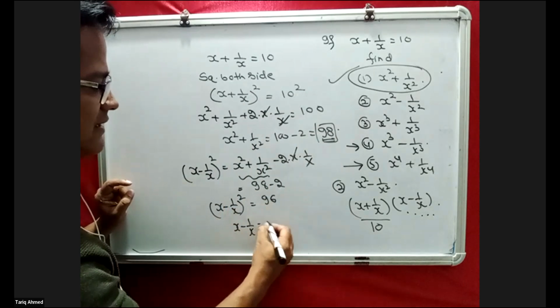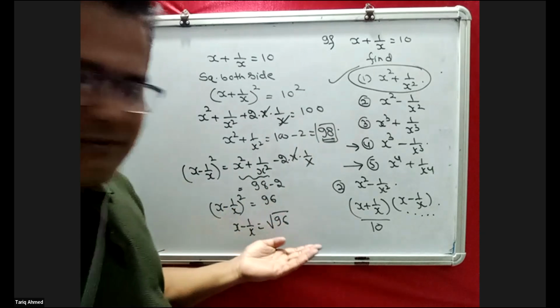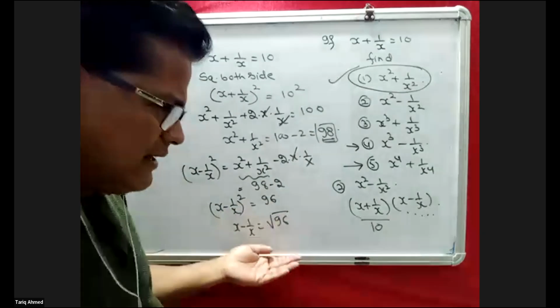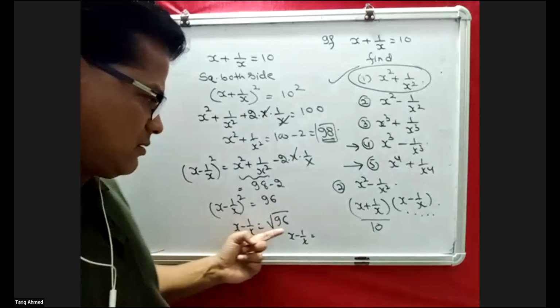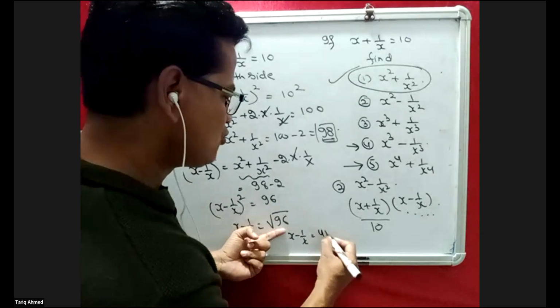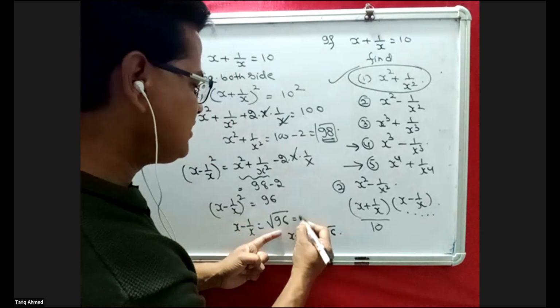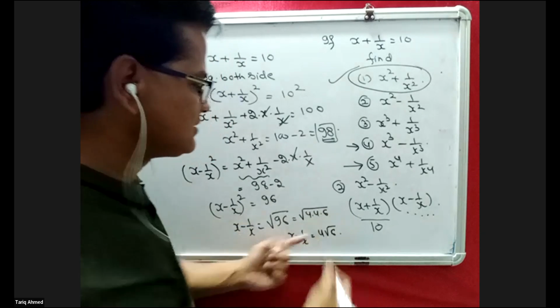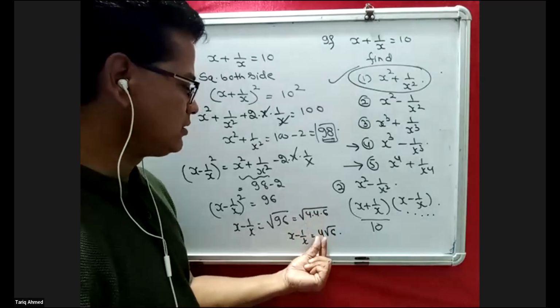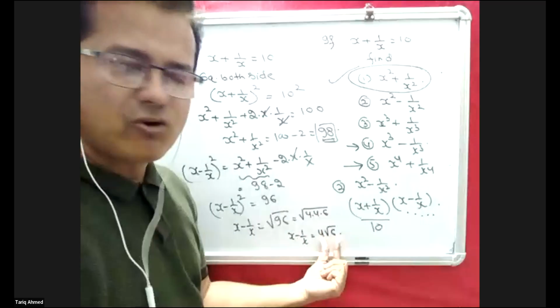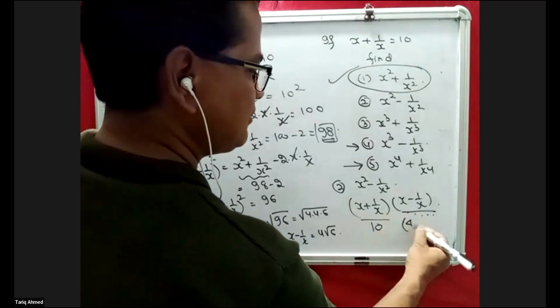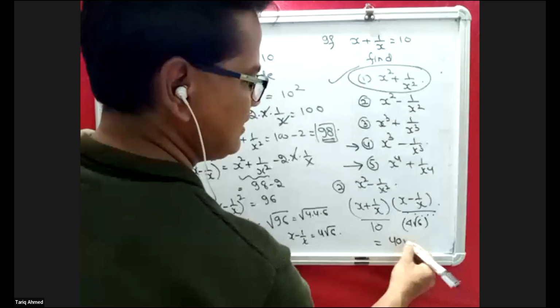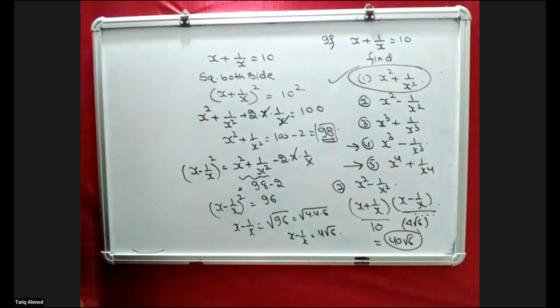So (x minus 1 by x) whole square is 96. So x minus 1 by x is root 96. We can find the value of both plus and minus, but there is no need to find the negative here. Just find the plus value. So x minus 1 by x would be what? 4 root 6. 96 can be written as 4 into 4 into 6. A pair of 4 will come out. So x minus 1 by x is 4 root 6. Now we get its value. Put it here. Multiply. So x square minus 1 by x square, we get 40 root 6.